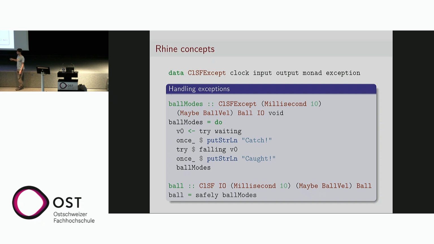And you can combine these different modes in a monad that is CLSFExcept. That has one more type variable. So you have a clock, again, you have input, you have output, you have the monad, where the rest of your effects happen, and the exception that can be thrown.